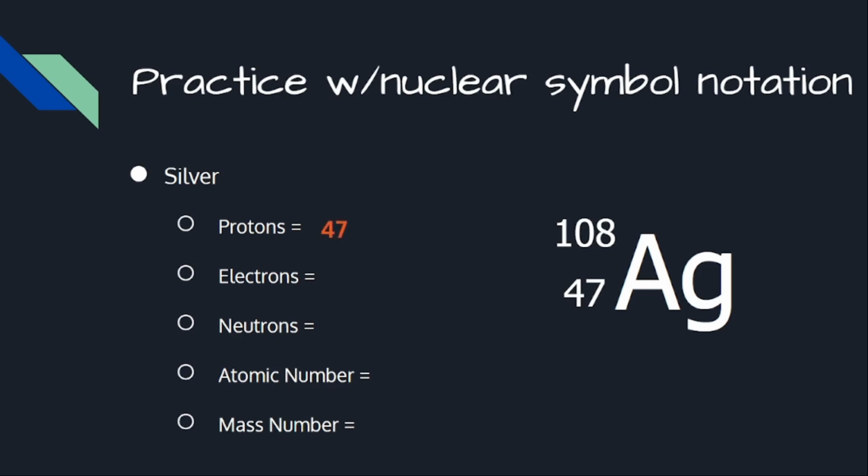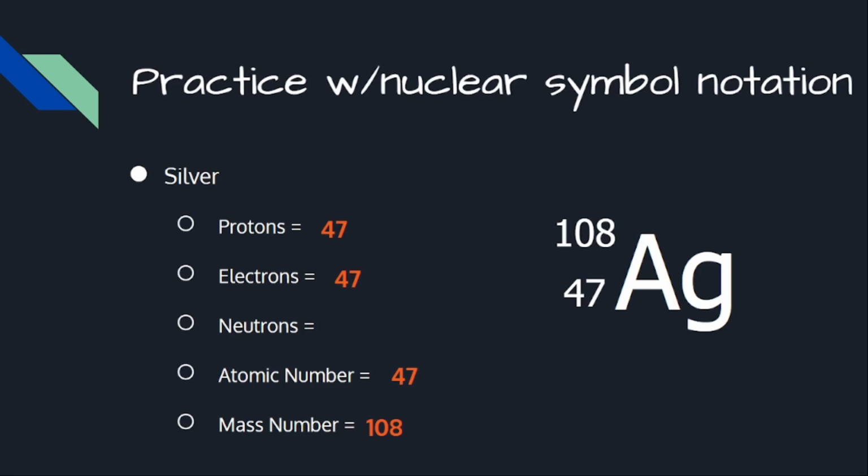So let's go ahead and get started with our number of protons. That's the number on the bottom. We can also look that up on the periodic table. If the symbol doesn't have a number on the bottom, we can look that up, and that gives us 47. That is also our atomic number. It's also our number of electrons. Remember, those 3 numbers have to be the same. So our mass number is going to be 108. That's the other number. It's always going to be the number on top.